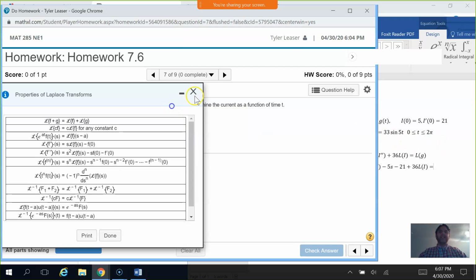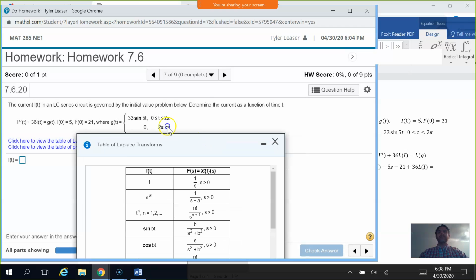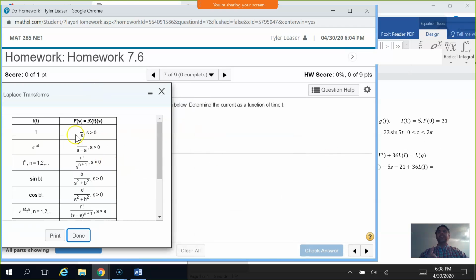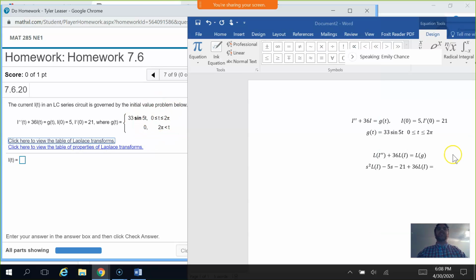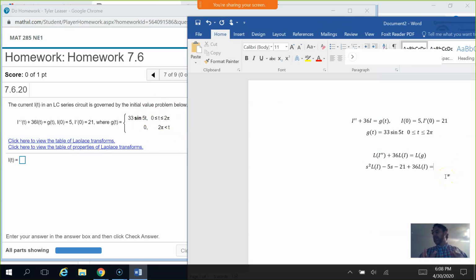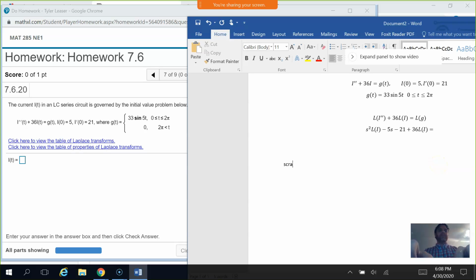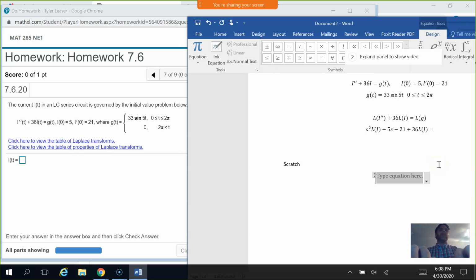It is not going to be just looking at this table over here, because this would be the table if we're looking at the entire function 33 sine of 5t. Here we're only looking at it between 0 and 2 pi. So this is where those special kind of u functions are going to play a part. So maybe what we should do is let's come down to scratch paper and worry about what the Laplace of that function g is going to be, where g is this function here, 33 sine of 5t between 0 and 2 pi, and then 0 where we are bigger than 2 pi.